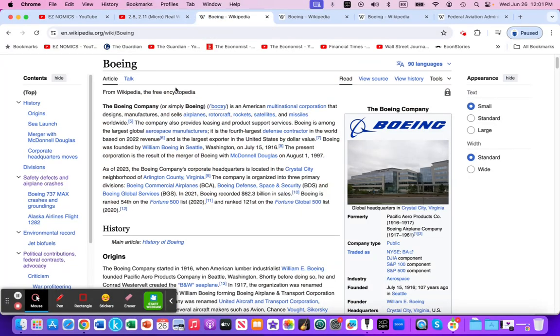For some context, Boeing Company, it's an American multinational corporation. It designs, manufactures, and sells airplanes, rotorcraft, rockets, satellites, and missiles. It's based in the United States. And in 2021, according to Wikipedia, it says here Boeing recorded $62.3 billion in sales, and it is ranked 54th on the Fortune 500 list and ranked 121st on the Fortune Global 500 list.